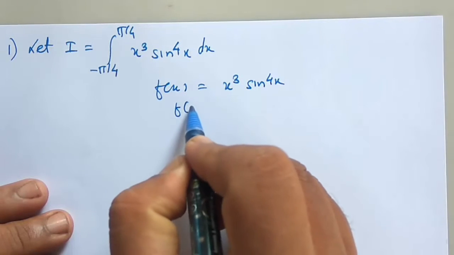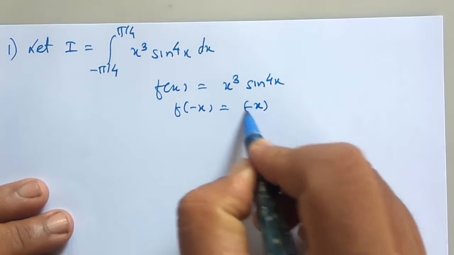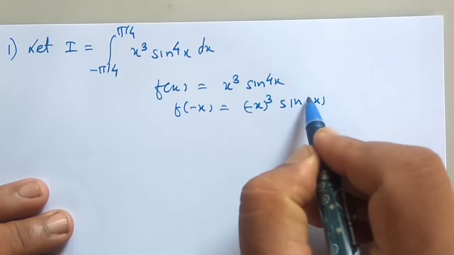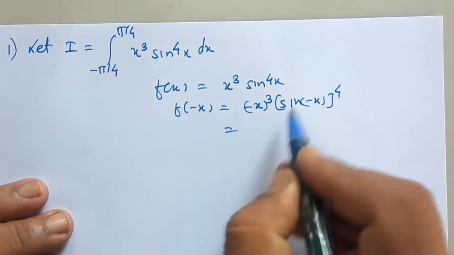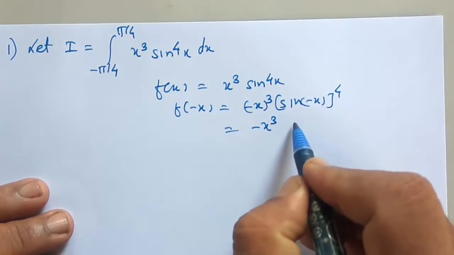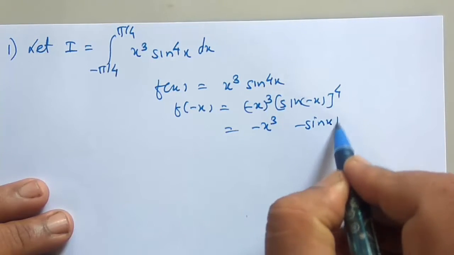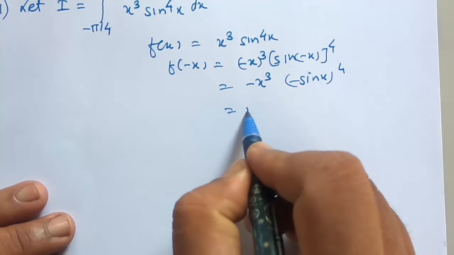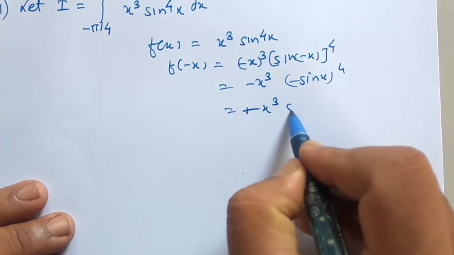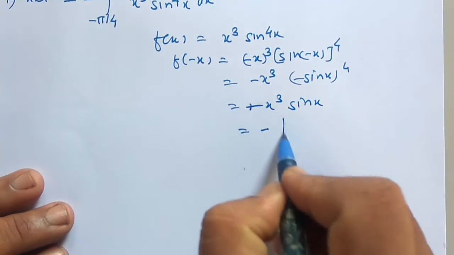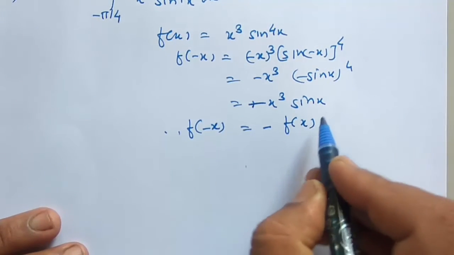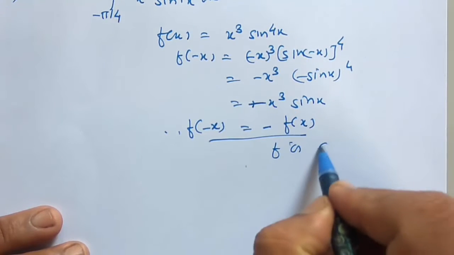If we replace x by minus x, it becomes minus x raised to 3 times sin of minus x raised to 4. So it is equal to minus x raised to cube, which is minus x cube, and sin of minus x is minus sin x raised to 4. So this is minus x cube. Here the index is even, so it is only sin x raised to 4. So this is minus f of x. Therefore, f of minus x is equal to minus f of x. Therefore, f is an odd function.